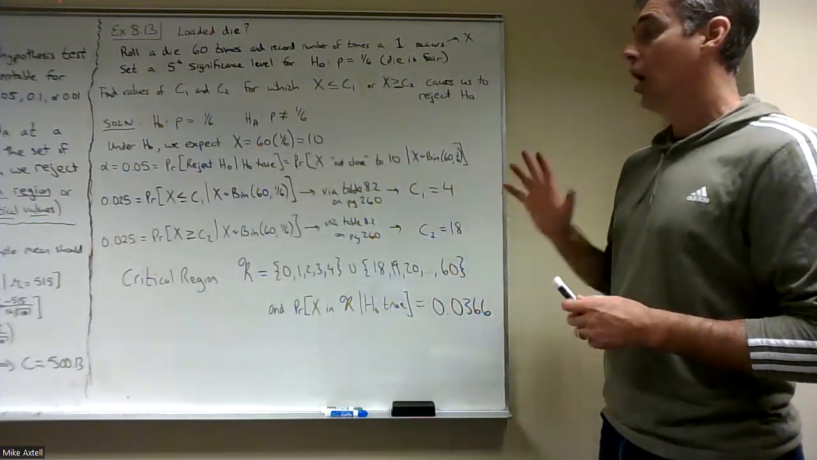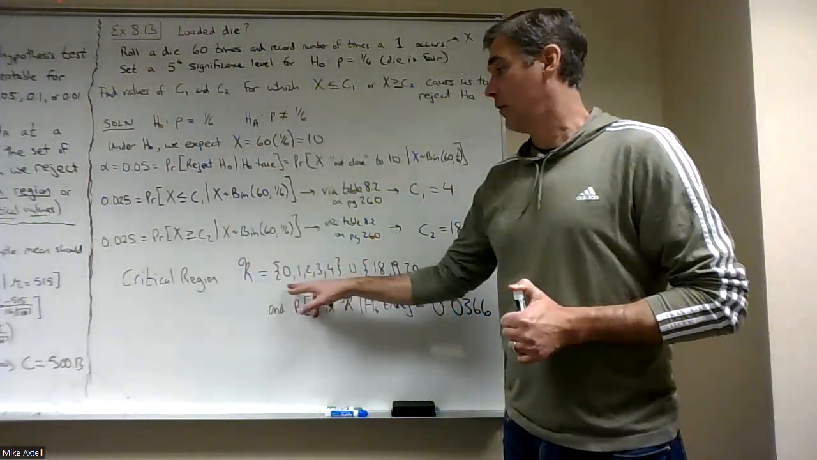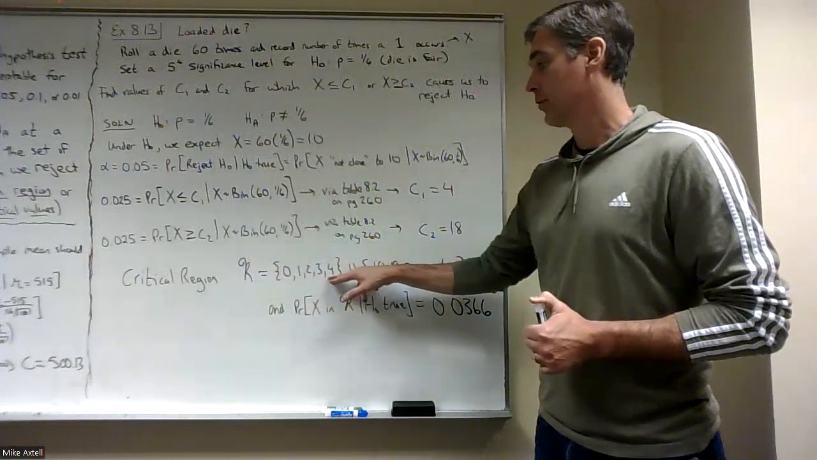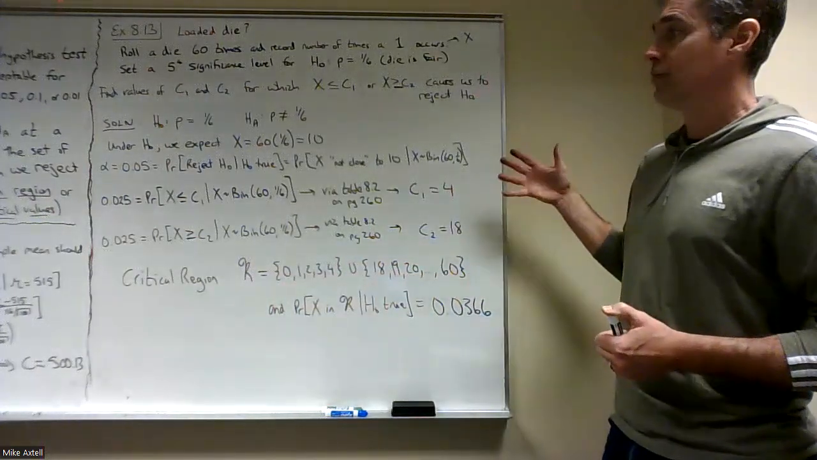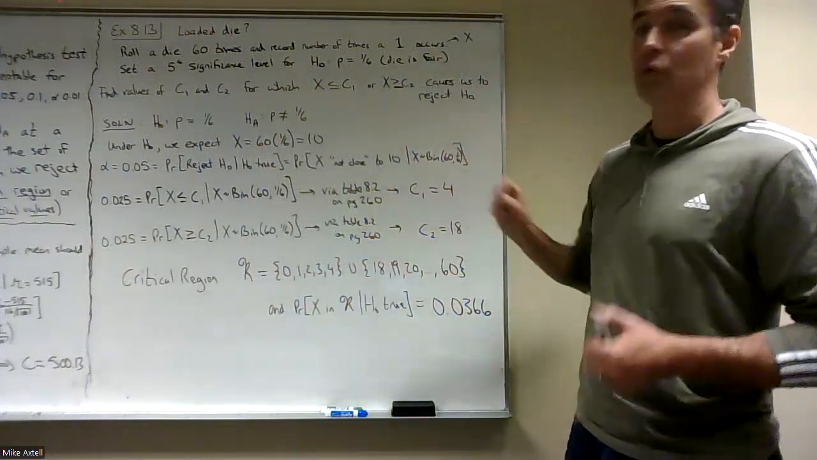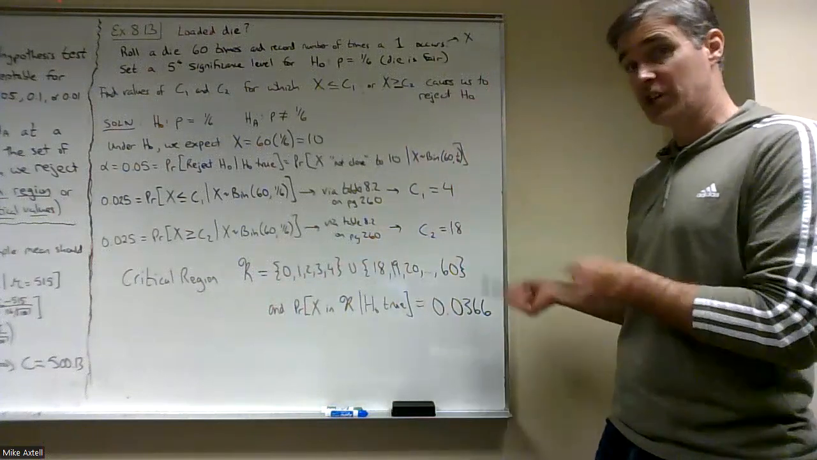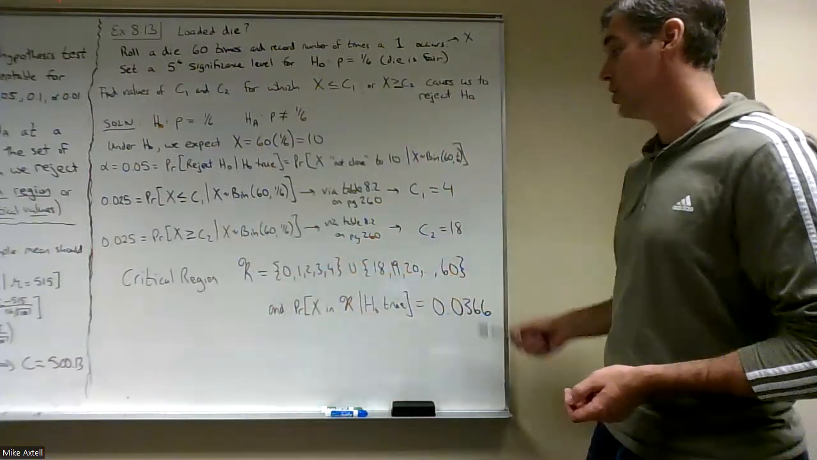Okay. All right. So the upshot is, with a critical region of R of less than or equal to 4, or greater than or equal to 18, there's a 5% chance that X could be in these values when the die really is fair. So we would reject the null hypothesis even though we shouldn't have. So that's my critical region.